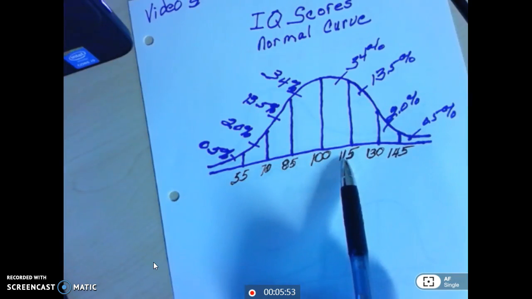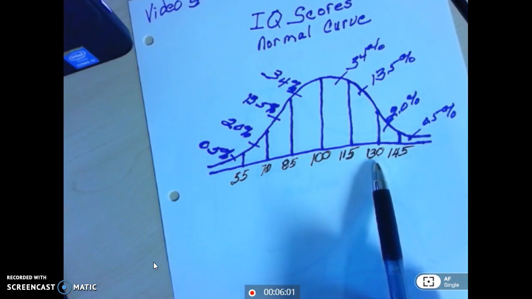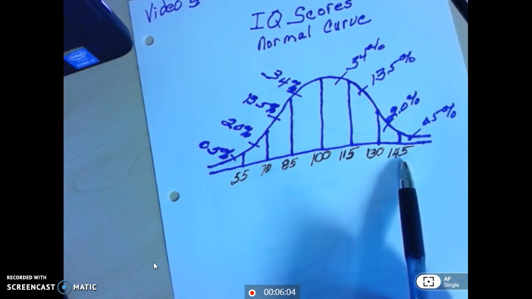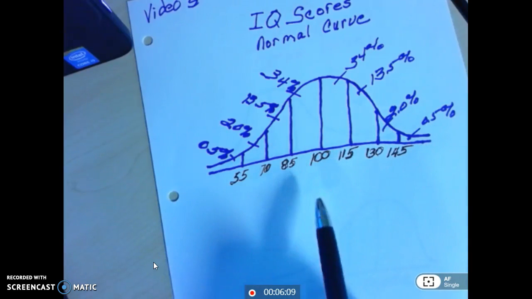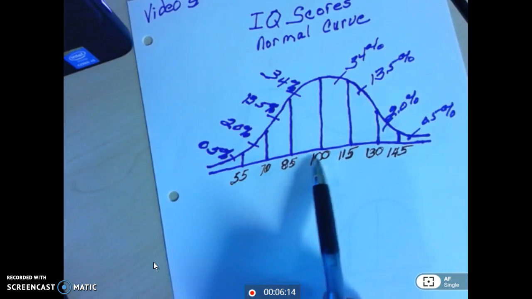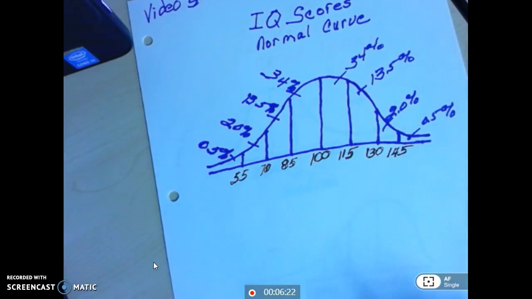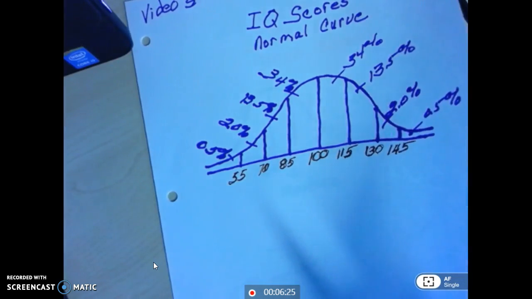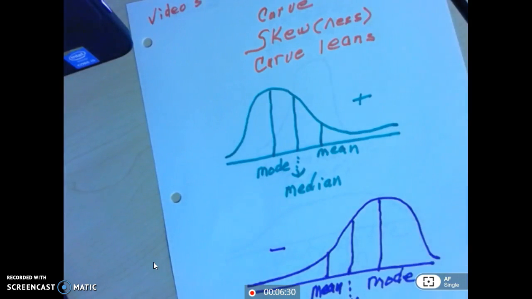So from the center, 115, because we add 15 onto the 100, and then we add another 15 and have 130, and another 15 and we have 145. This is the positive side of the curve. On the negative side of the curve, we have 85, because we take 15 from 100, then we have 70, and then we have 55. Now remember, this is the normal curve, or the mesokurtic curve.